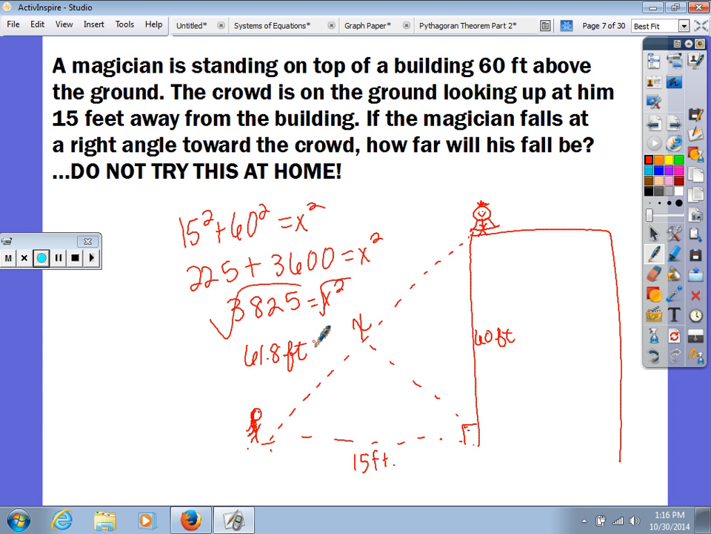Okay. Once again, this problem isn't very realistic, and I probably should have said something better than a right angle towards the crowd, but I was doing the best with what I had. All right. So let's go ahead and let's look at a few more story examples.